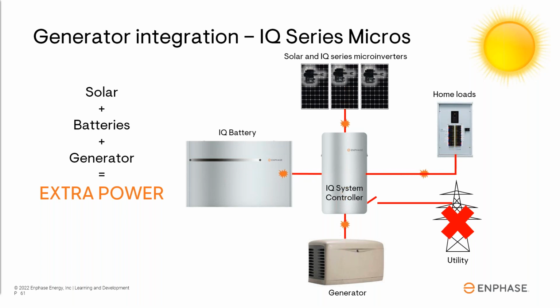The generator can even be used to charge the batteries if needed. This can be helpful if there's very little sunshine on a given day because of storm clouds or maybe wildfire smoke.